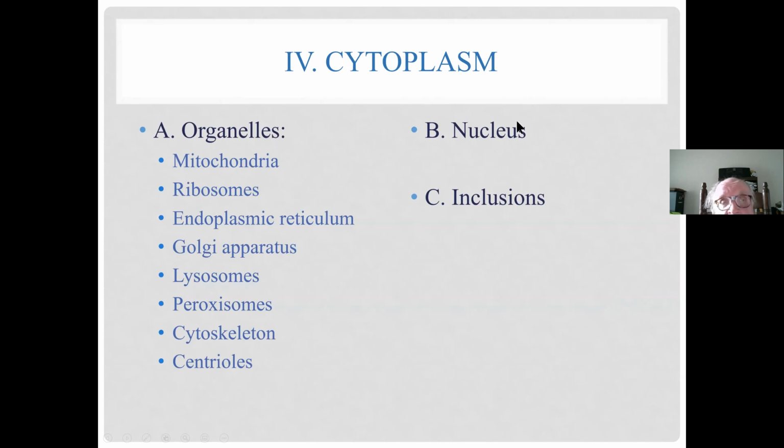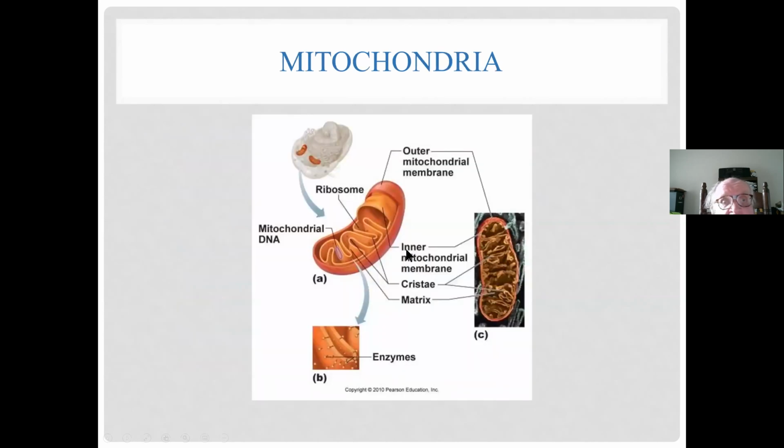Then we're going to talk about the nucleus and then inclusion bodies. Okay, this is the first one we're going to talk about. This is the mitochondria. It's called the powerhouse of the cell. This is where ATP gets produced. You and I are using billions of ATP right now.